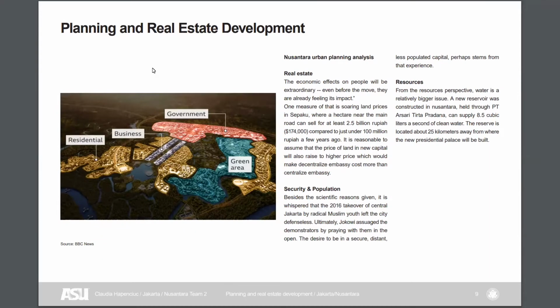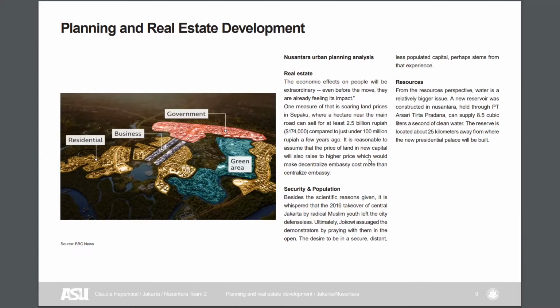Coming to the real estate, the economic effects on people will be extraordinary even before the move, as they are already feeling its impact. One measure of that is soaring land prices in Sepaku, where a hectare near the main land can be sold at least 2.5 billion rupiah compared to just under 100 million rupiah a few years ago. It is reasonable to assume that the price of land in the new capital will also rise to a higher price, which would make a decentralized embassy cost more than a centralized embassy.